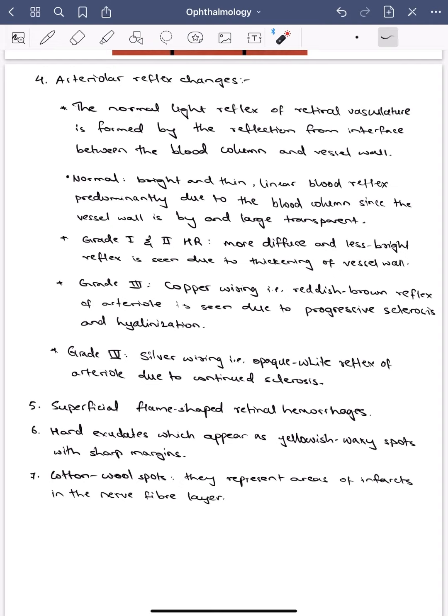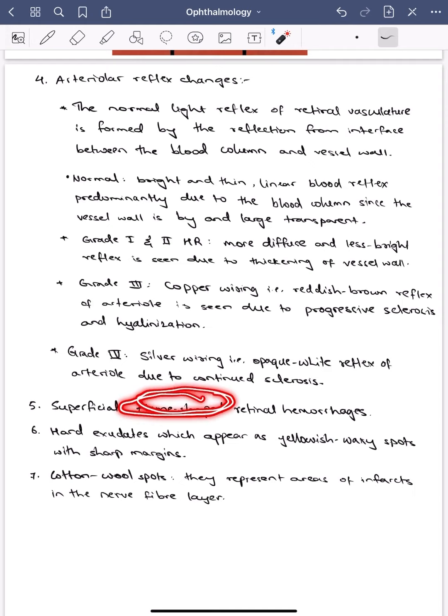In grade 3, there is copper wiring due to reddish brown reflex, and in grade 4, that is opaque white reflex due to continued sclerosis. So these are the arteriolar reflex changes. The other features, they include the superficial flame-shaped retinal hemorrhages.